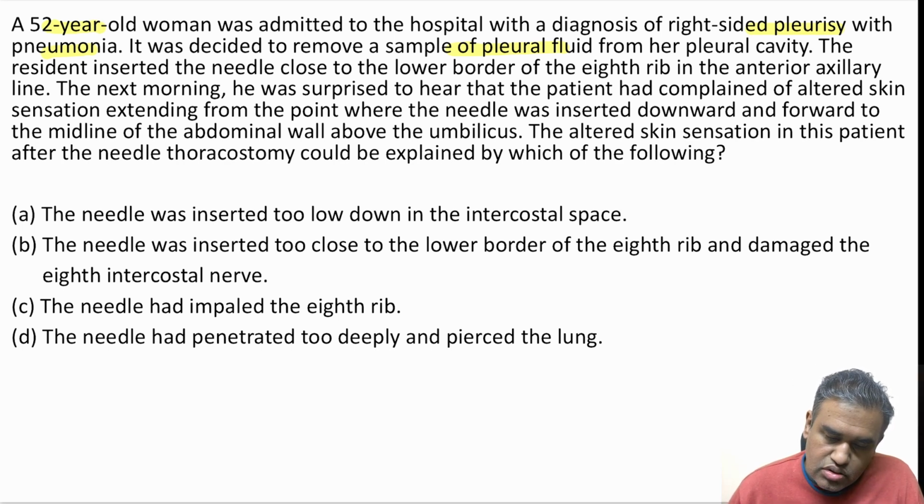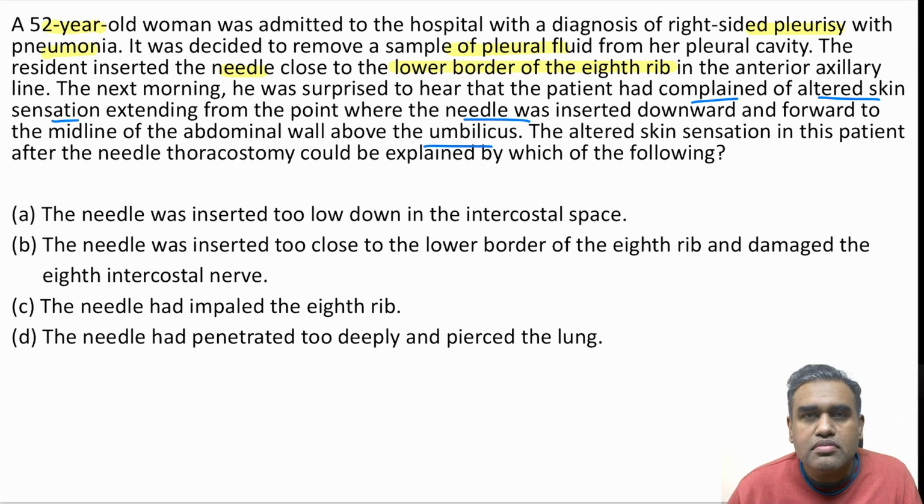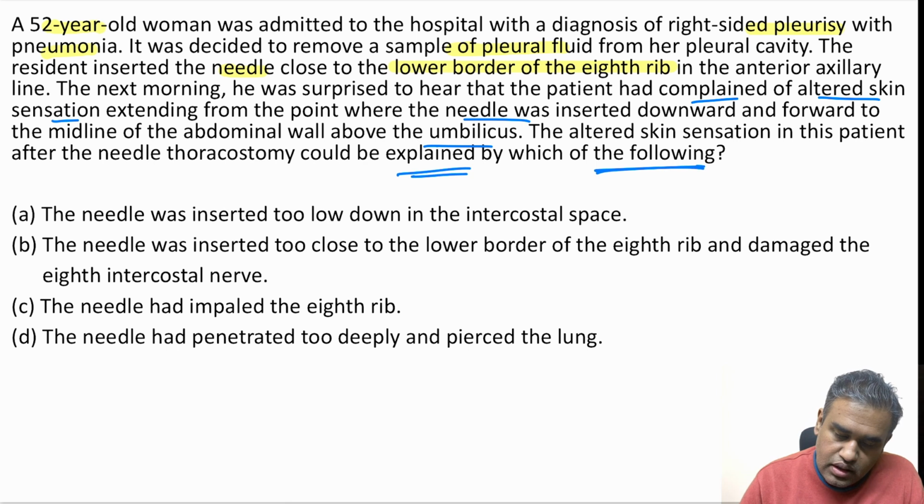The resident inserted the needle close to the lower border of the 8th rib in the anterior axillary line. The next morning, he was surprised to hear that the patient had complained of altered skin sensation extending from the point where the needle was inserted downward and forward to the midline of the abdominal wall above the umbilicus. So now there is a problem. The resident is also scared that he will be scolded harshly, right? Now the patient is complaining of altered skin sensation from where the needle was entered, downward and forward towards the midline. The altered skin sensation in this patient after the needle thoracostomy could be explained by what? So how is this to be explained anatomically?